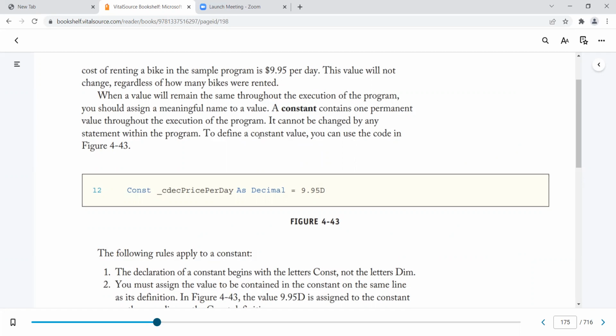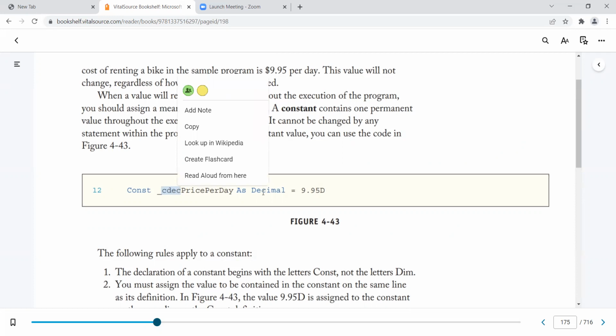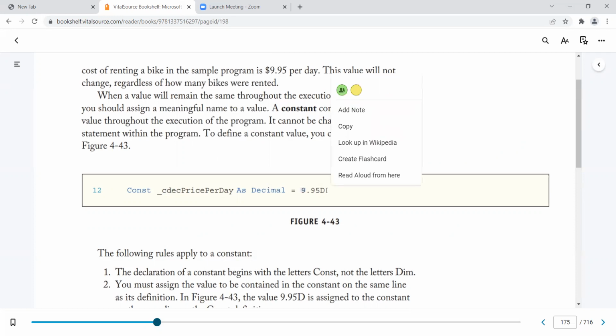So we start with Const, the first part of your constant spelling. And then the letters say C right here. C means constant decimal. CDec is constant decimal, the price per day as decimal. And if you define a constant number, you have to provide a value right away. If you don't put this part, the computer will give you a syntax error, because if you define some number as a constant number, you have to provide a value right away.